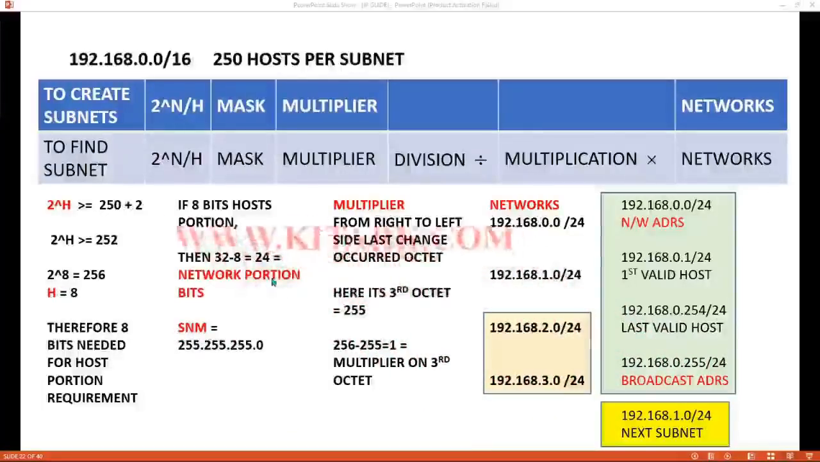If CIDR is 24, you can simply write the subnet mask. The first 3 octets, 8, 16, 24, are all going to be network portion, so they are filled with ones. So you can write it as 255.255.255.0.